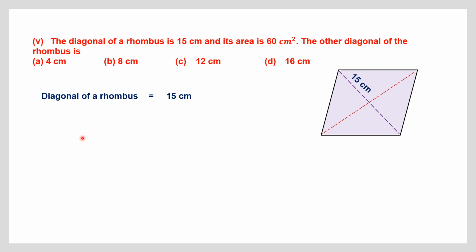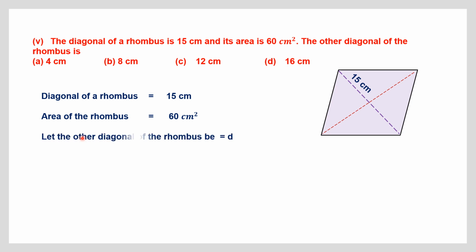So the diagonal of the rhombus that's given to us is 15 centimeters. Area of the rhombus is 60 centimeters square, given to us. Now let the other diagonal be D. That means this diagonal, we'll call it D. Then, since area is given to us, we can use the formula of area to find the other diagonal. Now why are we using it? Because the formula says this. Area of a rhombus is half into product of its diagonals, both the diagonals. So from this we can get the measure of one diagonal.